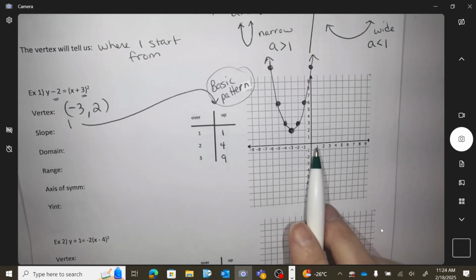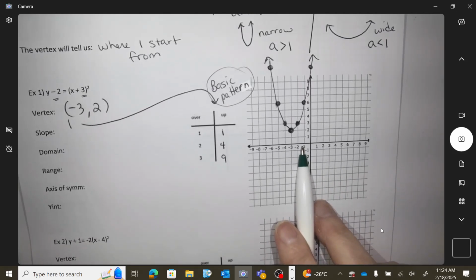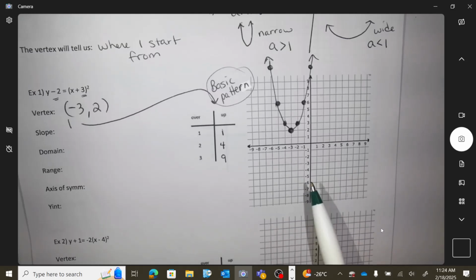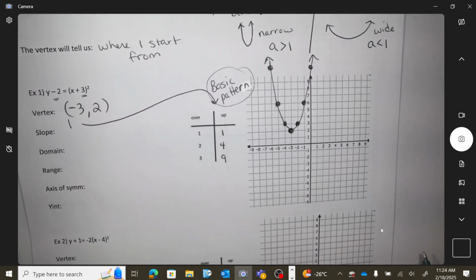Okay, so your shape is not pointy. It's a little bit curvy at the bottom, and then arrows, continuous arrows, right?